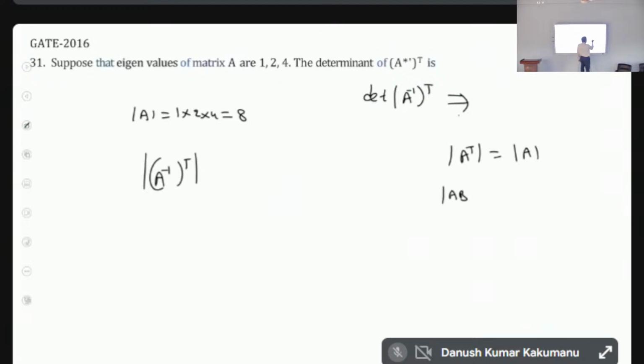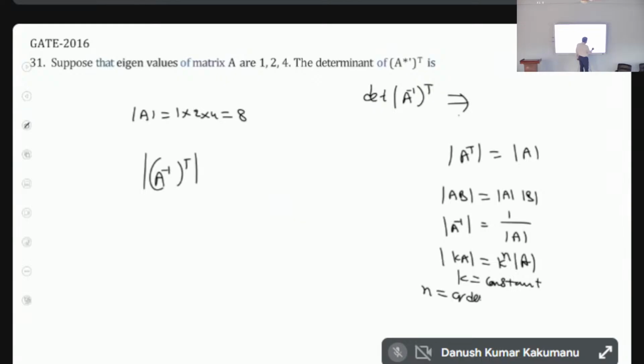Determinant of AB equals what? Determinant of A into determinant of B. Determinant of A inverse is 1 by determinant of A. Determinant of kA is k power n into determinant of A, where k is a constant and n is the order of the matrix. Understood? What is the formula?